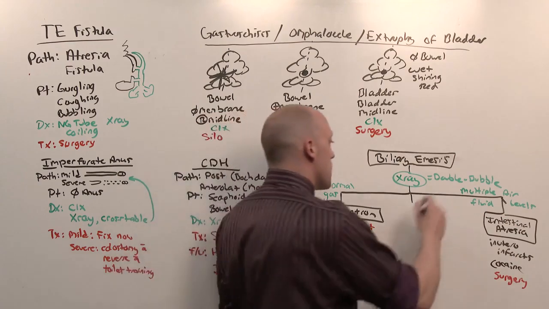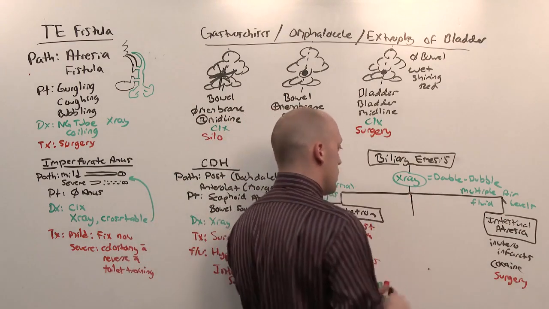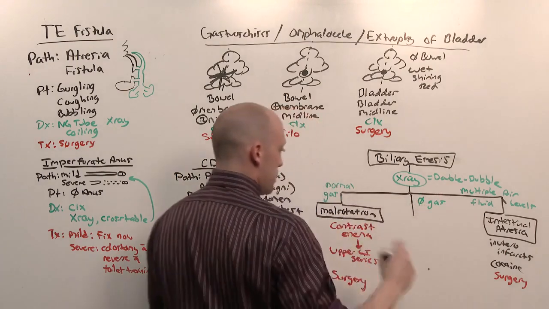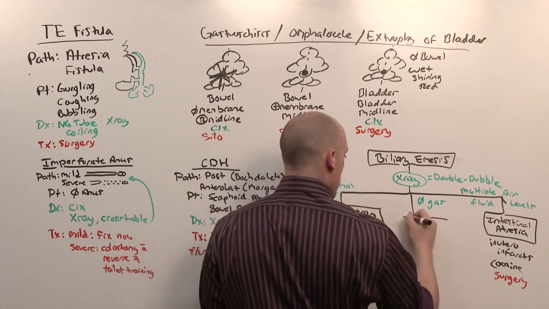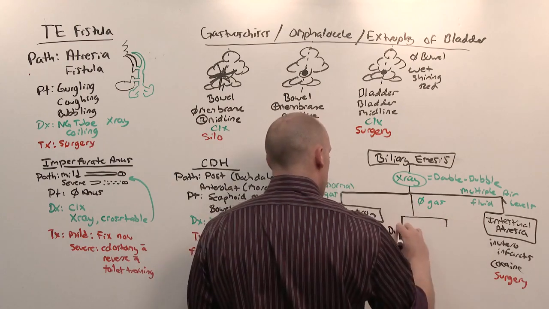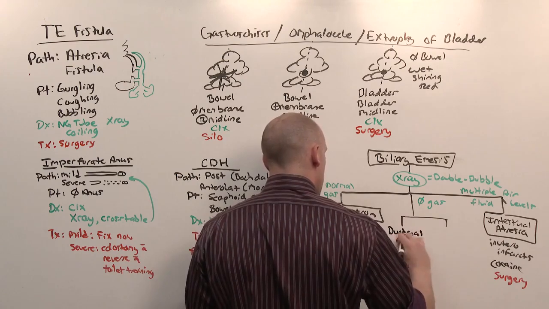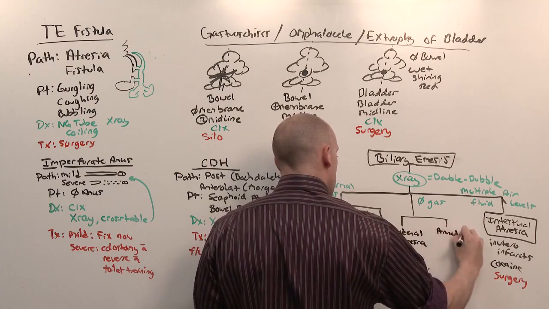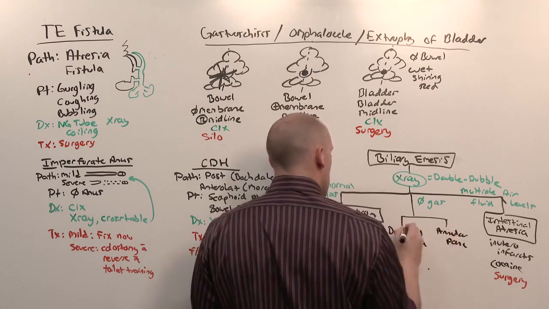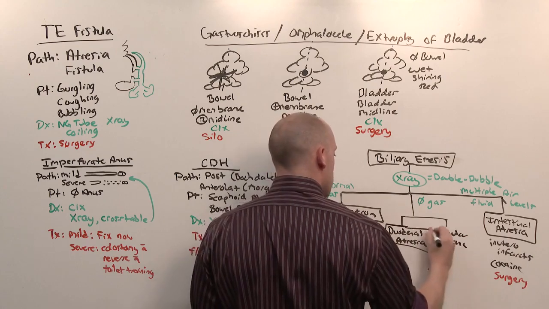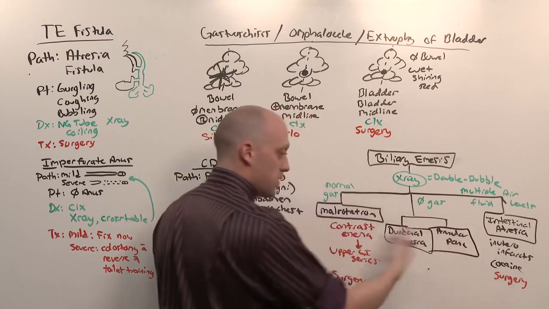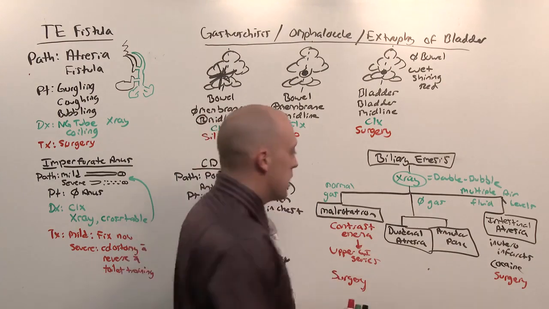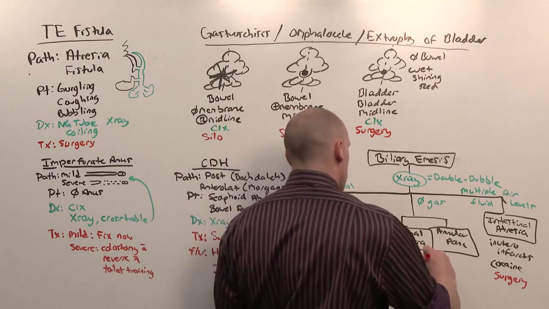If you have a double bubble sign alone, that is double bubble and then no gas, it is either going to be, this is how we turn 3 into 4, duodenal atresia or annular pancreas. Duodenal atresia and annular pancreas are effectively the same disease because they have the same presentation, even though they are 2 very different genetic diseases. The answer for both is simply surgery.